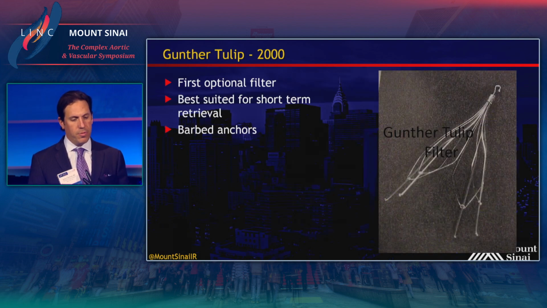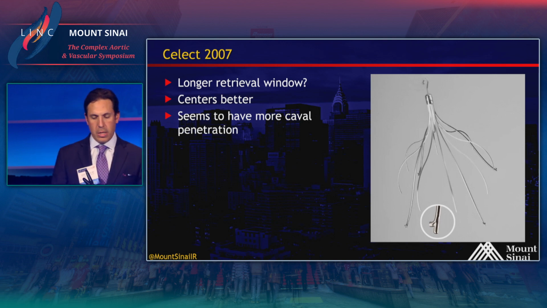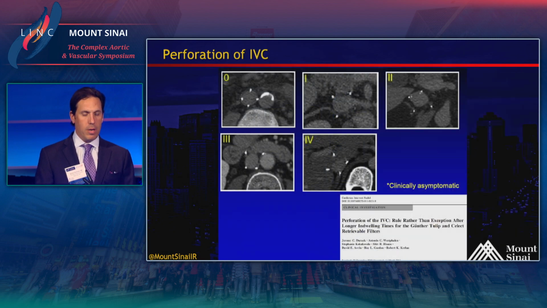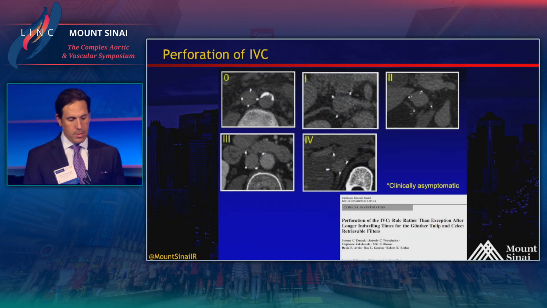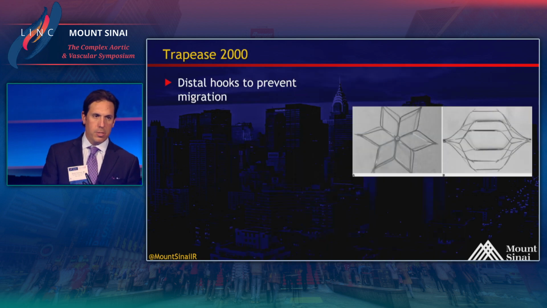The Tulip was the first optional filter made by Cook. It was best suited for short-term retrieval. It had barbed anchors on the bottom. This was followed up in 2007 by the Celect filter, which had an early version and then a later version. This filter seemed to center better, or at least that was the goal, but it did seem to have more cable penetration. And there's been papers written about this. Dr. Durek down at Memorial Sloan Kettering looked at this, and the Celect seems to penetrate the cava more. Maybe not always a symptomatic patient, but these patients typically demonstrated more caval penetration. So this may have some implication to how you would remove it.